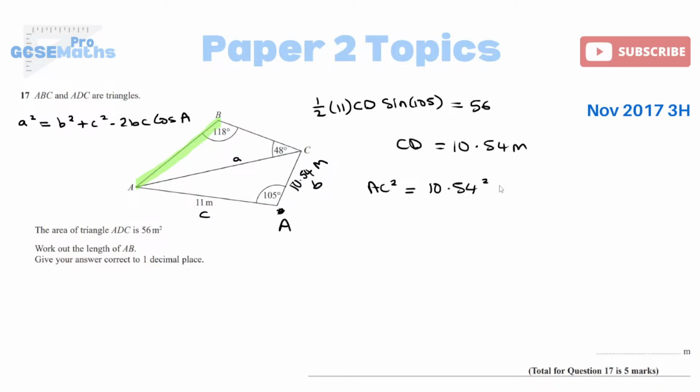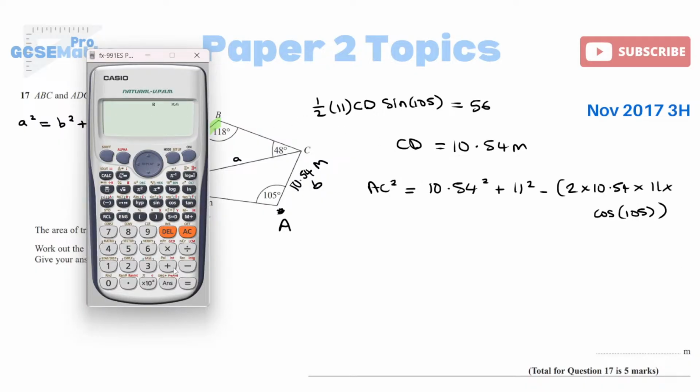The 10.54 I've just worked out squared plus 11 squared minus 2 times 10.54 times 11, and put cos here. Cos of the same angle. This time we're using cos, so don't forget to use cos instead. And then you just type all that in. Now I still have my answer as 10.54, so I'm going to use the whole of the decimals again. I'm trying not to round anything too soon if I can avoid it. 11 times cos, not sine, cos this time, of 105.